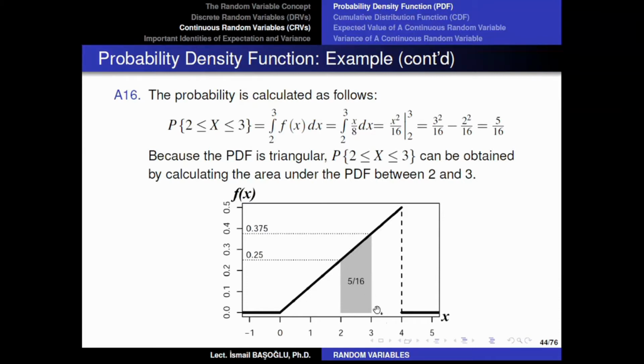However, as I have told you, if the question asks you the probability of x being between 3 and 6, now you are supposed to integrate the density function between 3 and 6. However, be careful, between 3 and 4, the function is defined as x over 8. Between 4 and 6, it is defined as 0. So you are only supposed to calculate the integral between 3 and 4.